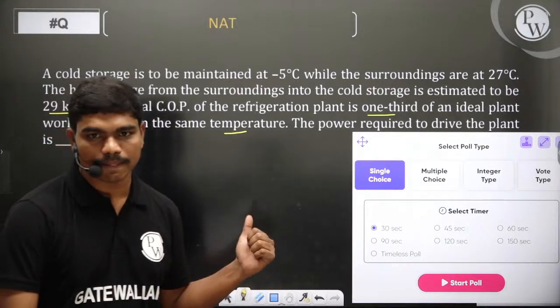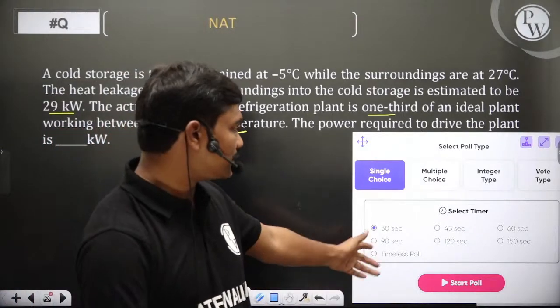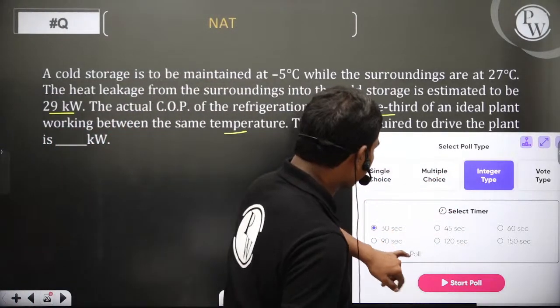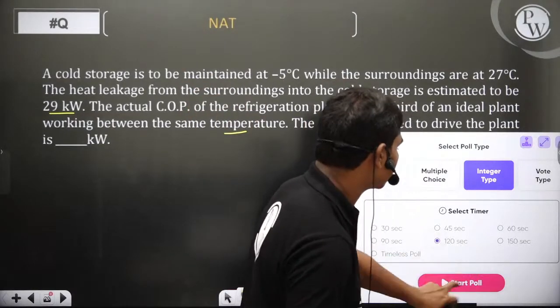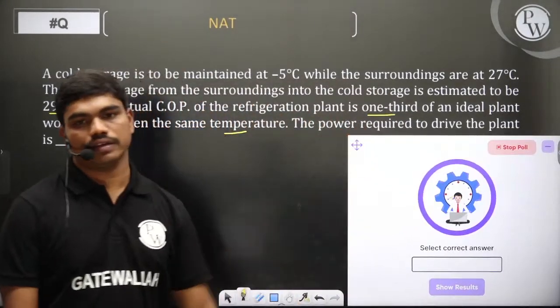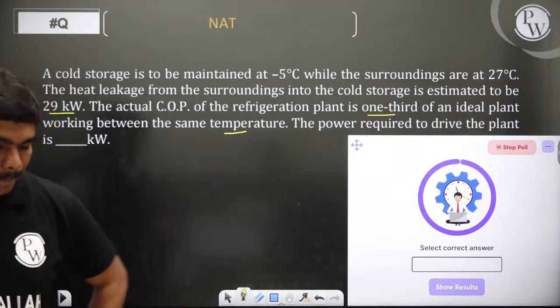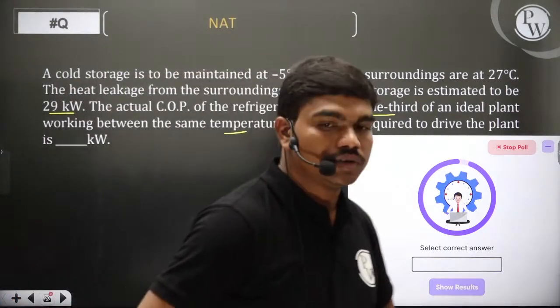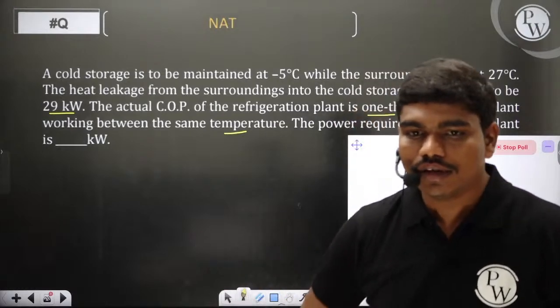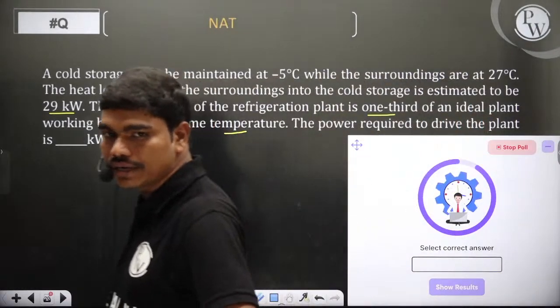Come on, do this. Again, enter the nearest integer. I'm putting 120 seconds again. Do. Come on guys, quick. You guys can do it faster.